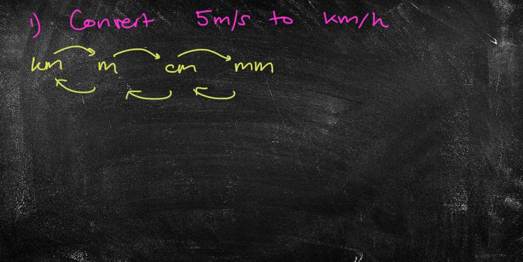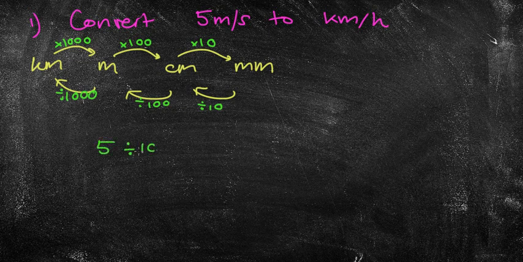Remembering that if I've got 1 kilometre, I've got 1,000 metres. If I've got 1 metre, I've got 100 centimetres. If I've got 1 centimetre, I've got 10 millimetres. And if I want to go backwards, we just divide and do the same units. So for this question, if I was doing 5 metres to kilometres, well, metres to kilometres, I'm dividing by 1,000.